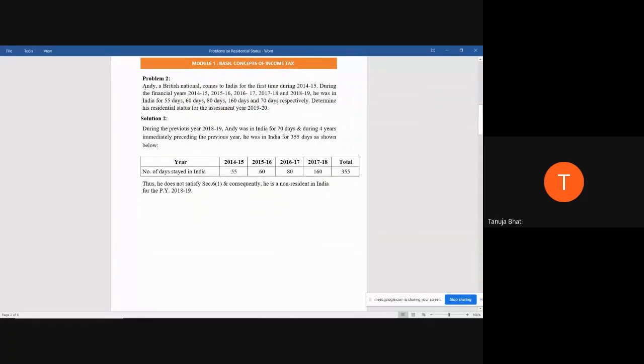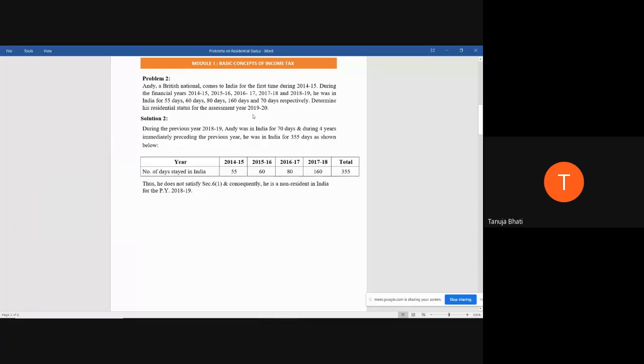Problem number 2. Andy, a British national, comes to India for the first time during 2014-15. During the financial years 2014-15, 15-16, 16-17, 17-18, and 18-19, he was in India for 55 days, 60 days, 80 days, 160 days, and 70 days respectively. Determine his residential status for the assessment year 19-20.